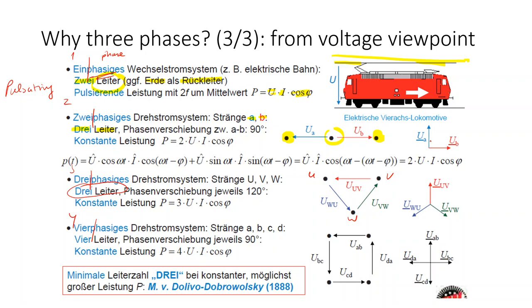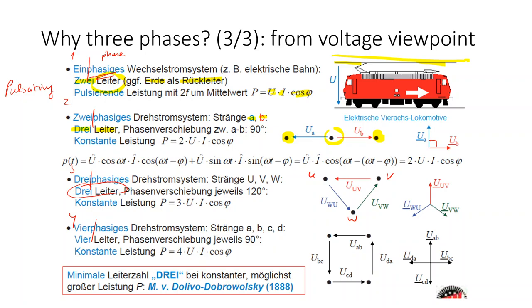So now you see that if you have two phases, the angle difference between the two phases is 90 degrees, and if you have three phases, the phase difference between each phase is 120, and with four phases the phase difference becomes 90. Okay, so now you can see that three is the magic number.